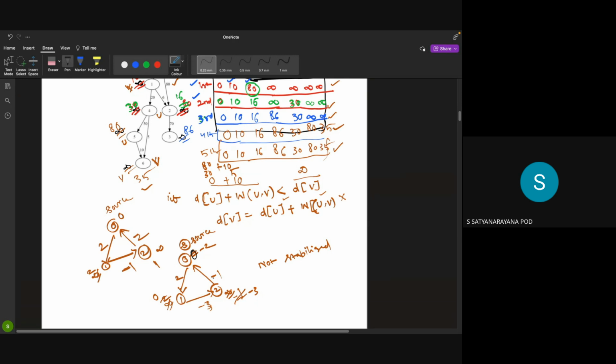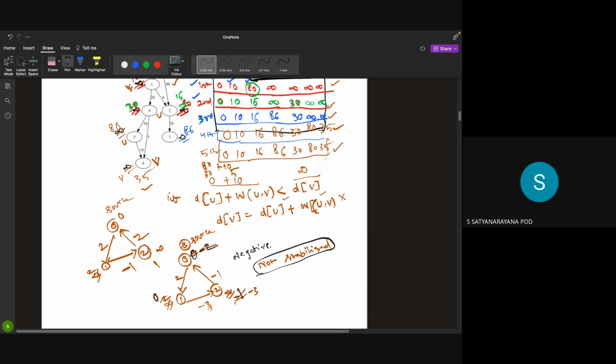For 2 to 0, if you consider that 2 is already available with -1, then -1 and -1 gives -2. Is it less than 0? Yes, so it is updated. Again if you run it, -2 and 2 will become 0. So the values are not stabilized because of negative cycles.